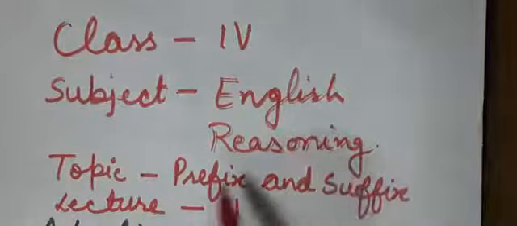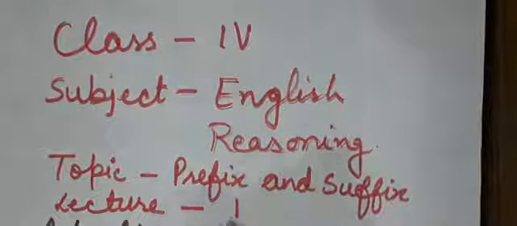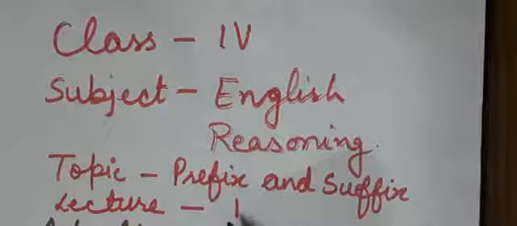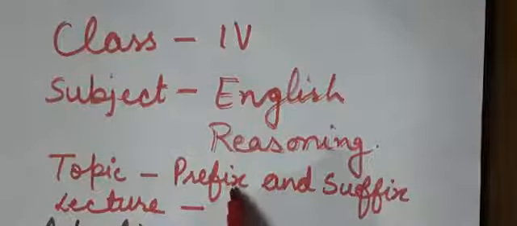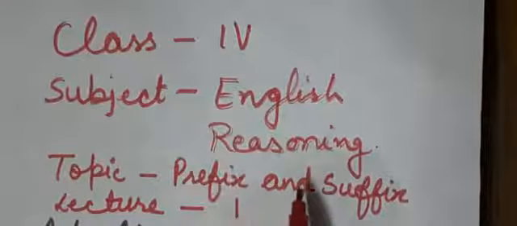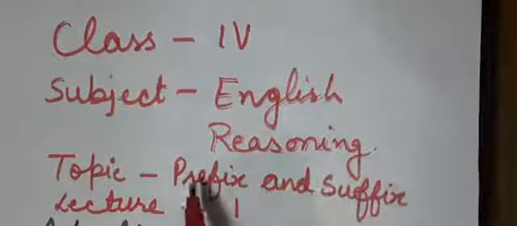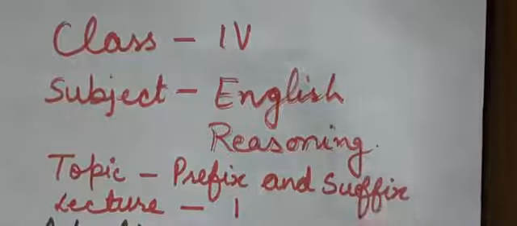This is the lecture for class 4th, subject English reasoning. Today our topic is prefix and suffix, and this is our lecture 1. In this lecture, first of all, I will tell you about prefix and suffix with the help of the definition, and then we will do some sentences related to it, where we add a prefix and where we have to add a suffix. Now let's proceed.